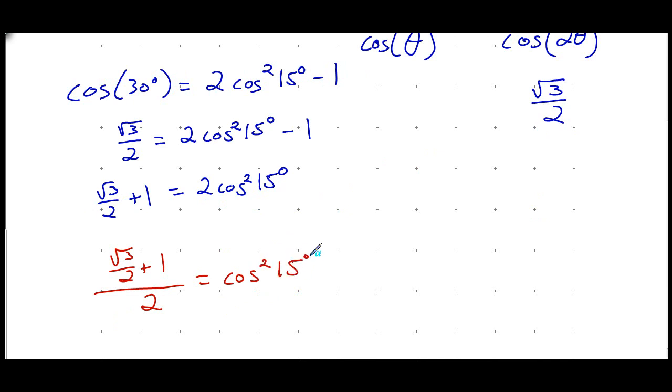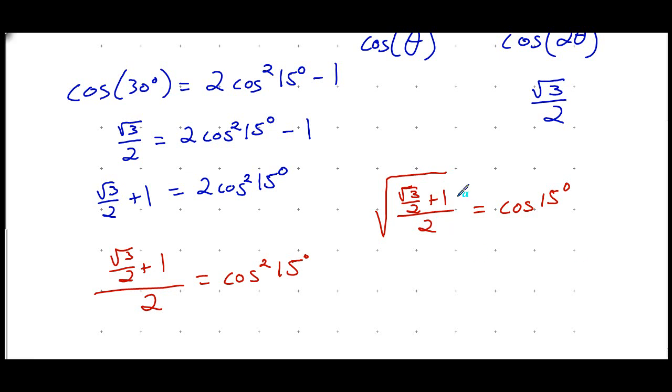And our last operation is to take the square root of both sides, which leaves me finally with the square root of (square root of 3 over 2 plus 1) all over 2 giving me the value of cosine of 15 degrees. And this is the exact value. Now, let's go through some simplification and try to make it a little neater.